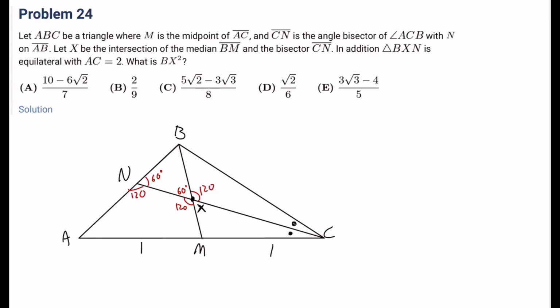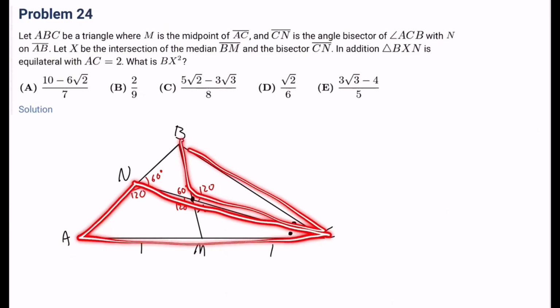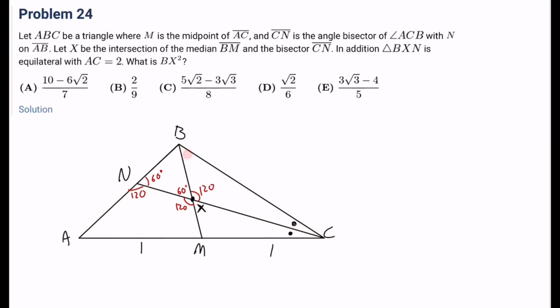Because of those angles, we see that this and this angle are the same. So this is similar to this triangle because we see that these two are the same and these two are the same. So we know that this and this triangle are similar. So ACN and BXC. This gives us that ACN and BXC are similar.